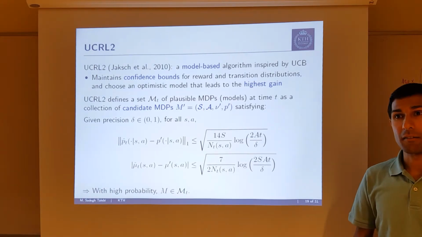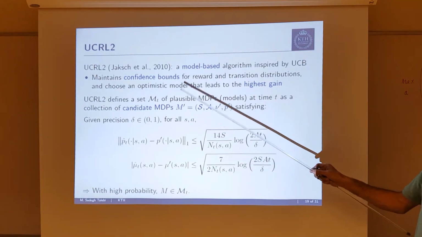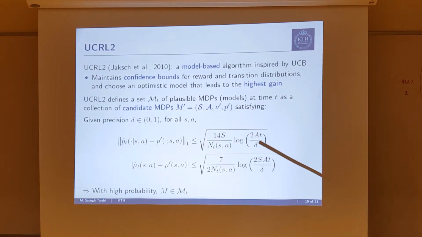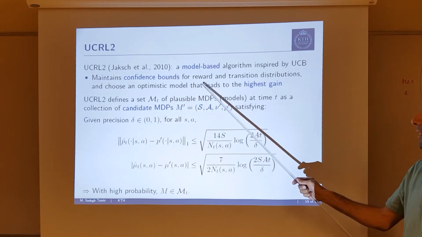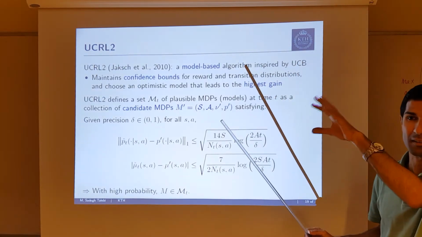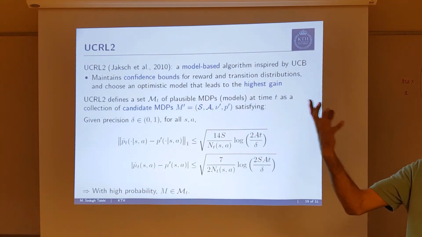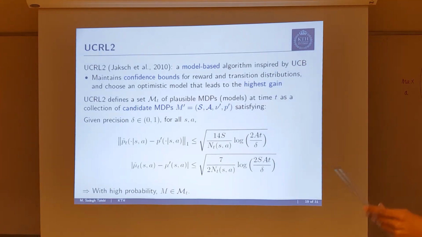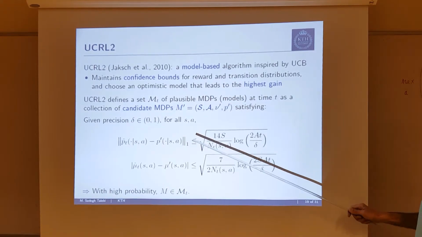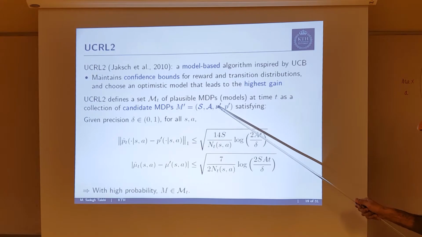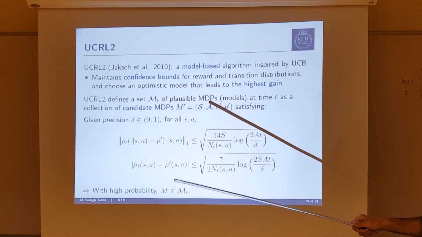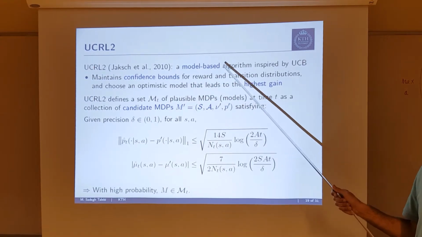A model-based algorithm first maintains some candidate models, and chooses the one that is optimistic, in the sense that it leads to the highest maximal objective function within the candidate models. Basically, you don't have mu and p, so I consider all the models with confidence bounds created around mu prime and p prime, and I optimize within these candidate models. This is called model-based.